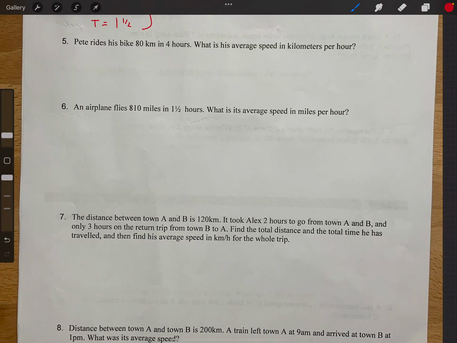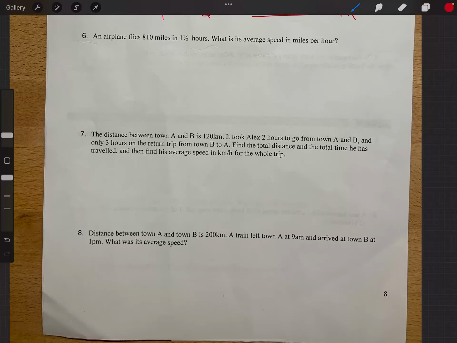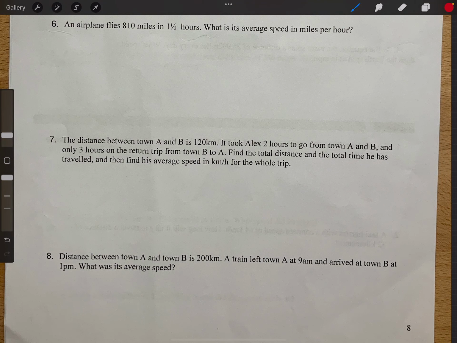Question 5. Pete rides his bike 80 kilometers in 4 hours. What's his average speed in kilometers? Alright, this is so easy. We're asking for the speed. Speed is equal to distance divided by time. Distance is 80 kilometers. Time is equal to 4. Boom, answer. This will be in kilometers an hour. Done.